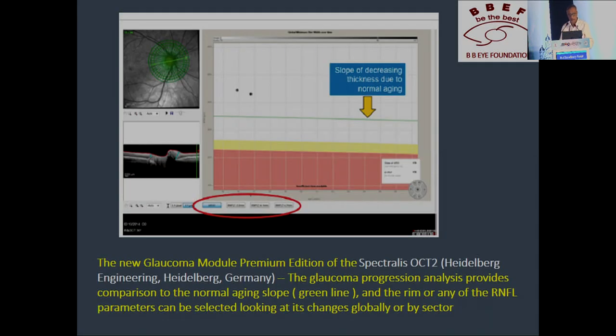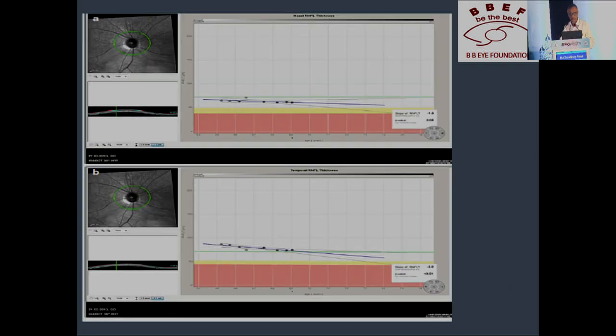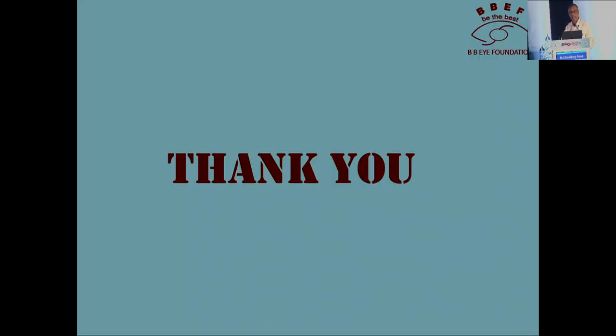There is a new glaucoma module premium edition of the Spectralis 2, Heidelberg. It is a glaucoma progression analysis providing comparison with normal aging, shown as the green line. The rim or any of the retinal parameters can be selected, looking at changes globally or by sector. Just change these parameters, and it will show the change, whether it's deteriorating or coming towards the green line or not. These are the changes. Thank you very much.